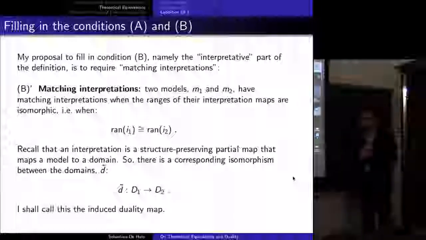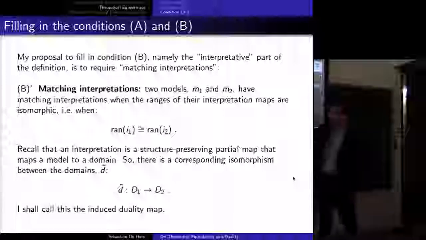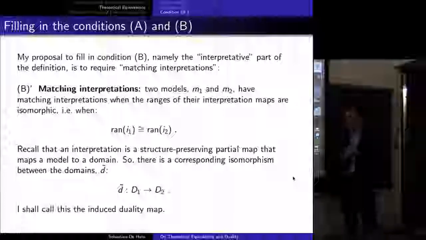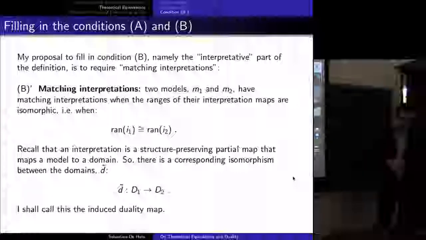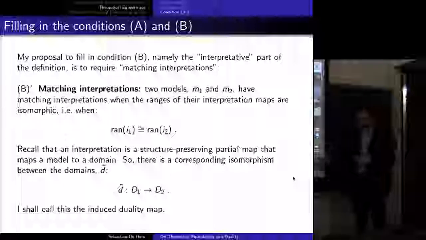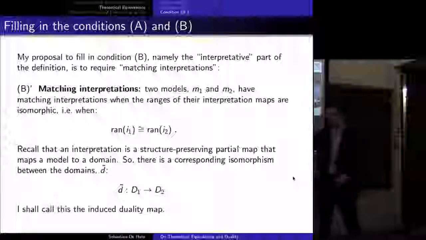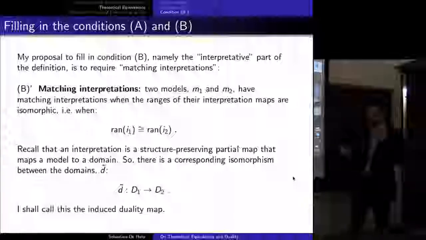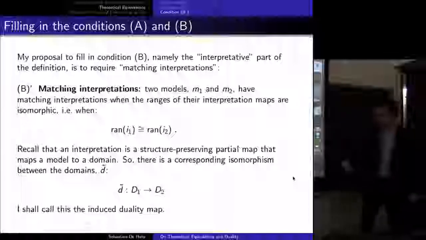So what is the proposal for filling in the interpretative condition? It's what I call matching of interpretations. So two models, M1 and M2, have matching of interpretations when the ranges of their interpretation maps are isomorphic, as written here. So recall that an interpretation was a structure preserving map that maps a model to a domain, and the domain is itself construed as a set with relations on it, so that it makes sense to consider the corresponding isomorphism between the domains. So we have now not only an isomorphism between the models, but we have what I call an induced duality map between the domains that maps one domain to the other.